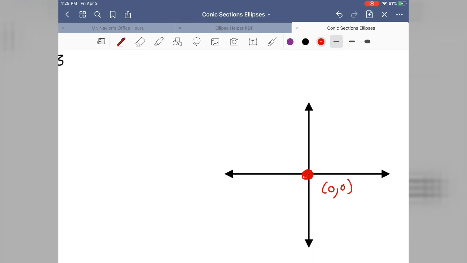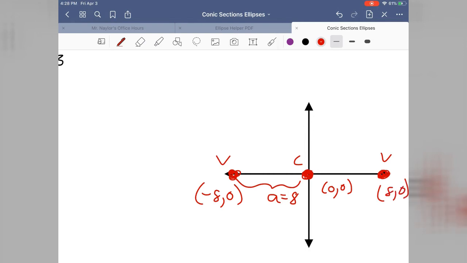The 8, remember that 8 that we found. Now, that is going to give us the distance out to a vertex. You can see now that that has to be at negative 8, 0. In a similar fashion over here to the other side, we'd have to be at 8, 0. So use your sketch, make it visual so that you know that you're putting your points at the right place.